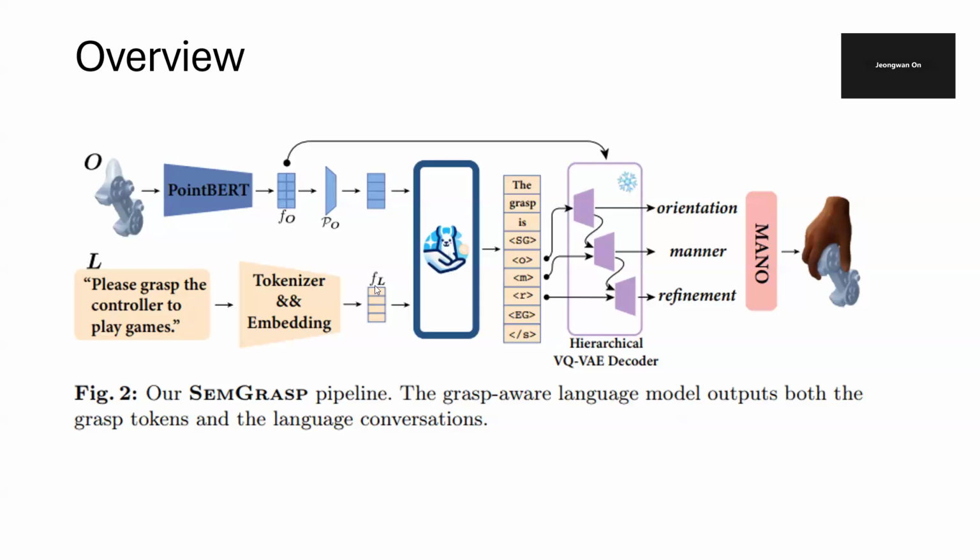Together, the projected point cloud features and the language features are then fed into the MLLM, which outputs the sentence along with 3 tokens, O, M, and R. O, M, and R stand for orientation, manner, and refinement, respectively. These tokens can then be fed into the hierarchical VQVAE decoder, as we saw earlier, and that is enough to generate the grasp for the object.